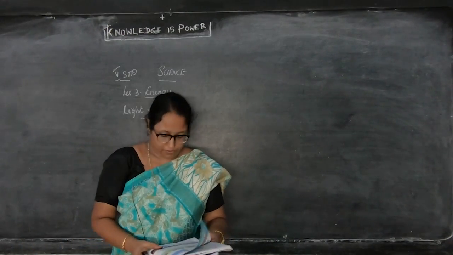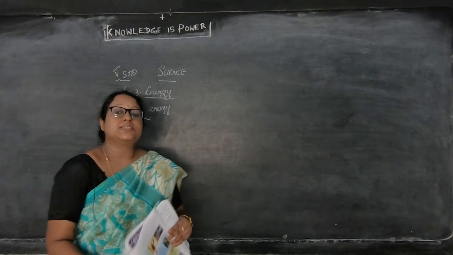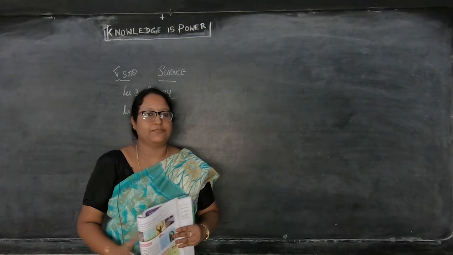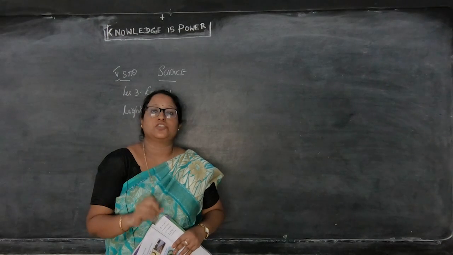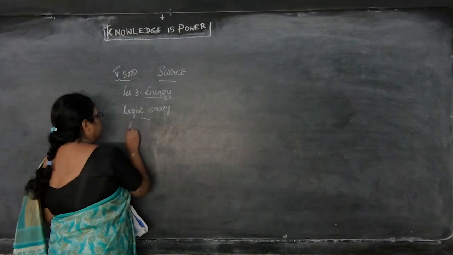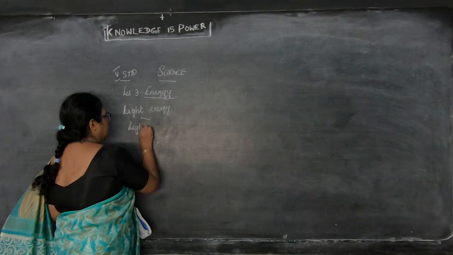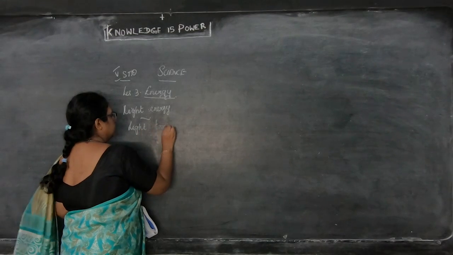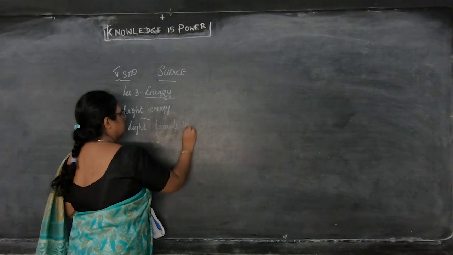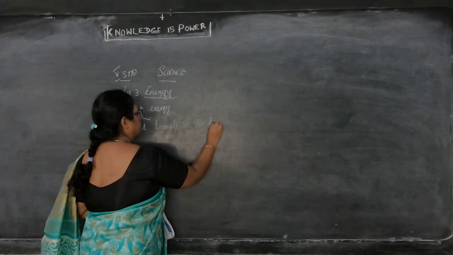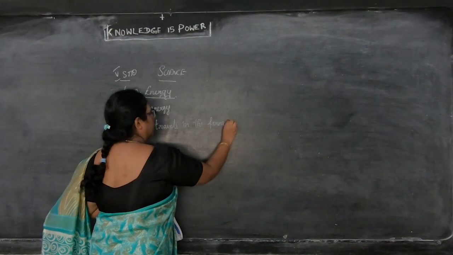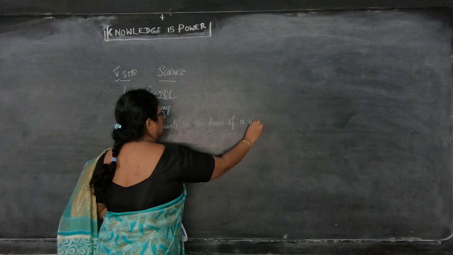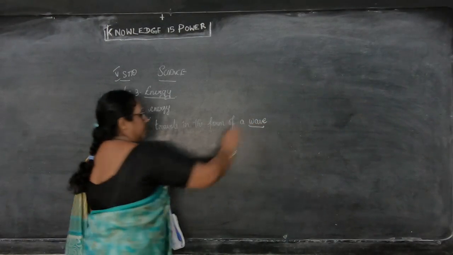Now light is a form of energy which travels in the form of a wave. Wave na alan solriya. So always the light travels in the form of a wave.